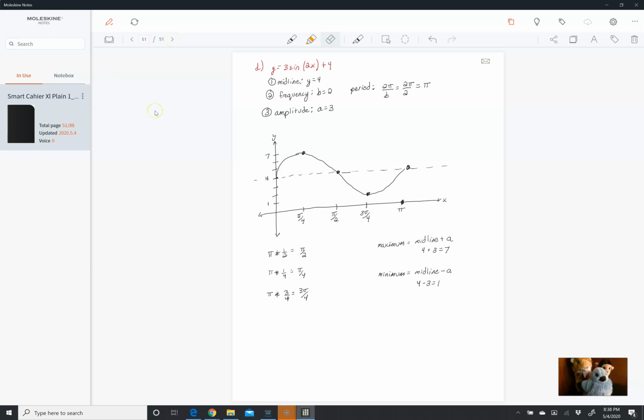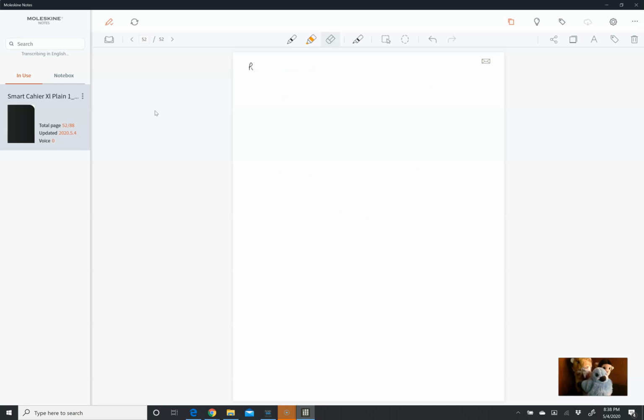Okay, so the next thing is something called the Pythagorean Identities. So this is your first introduction to identities. These are called the Pythagorean Identities.